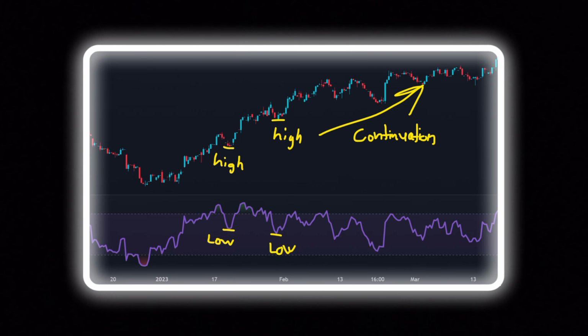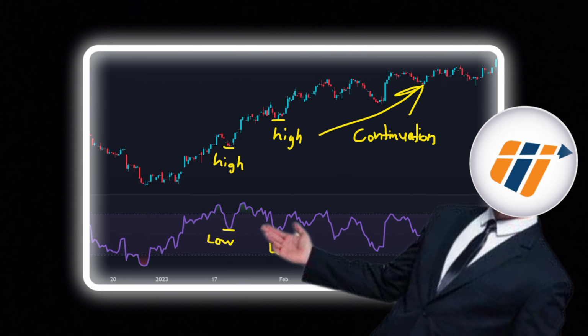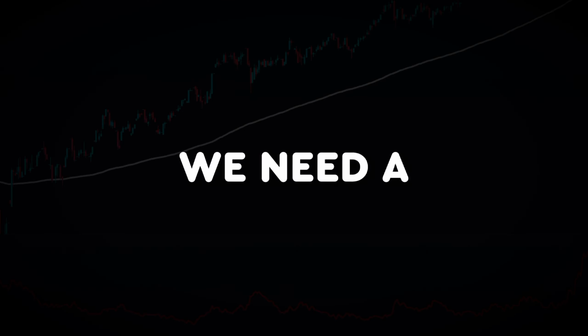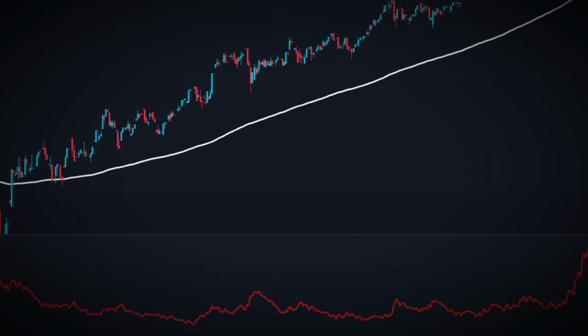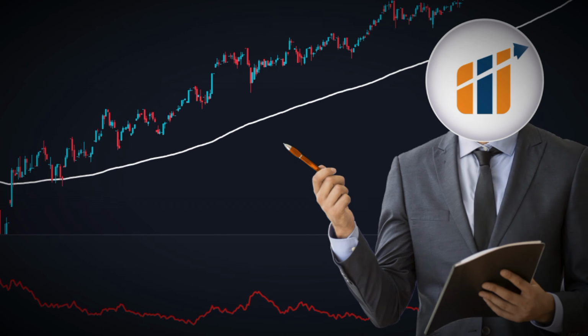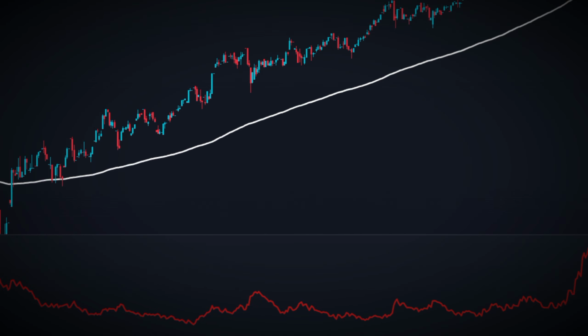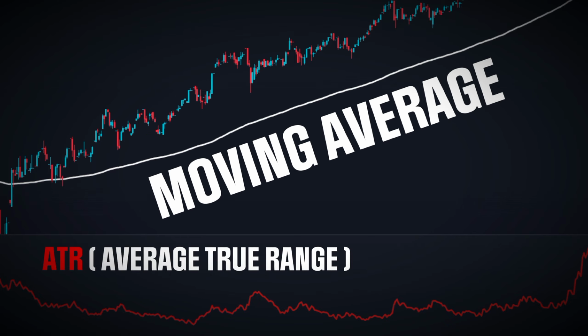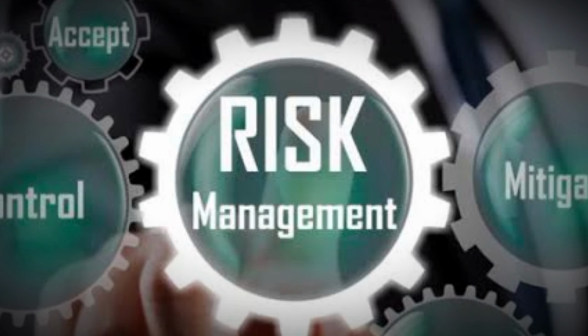Or you can use just hidden divergences for continuation strategy or a combination of both. Now back to the strategy. Next, we need a stop loss strategy, where we set our stop loss in case the trade does not go as planned. There are many different techniques to set a stop loss. One is to use the previous swing low, or you can use a moving average, or an average true range as your stop loss.